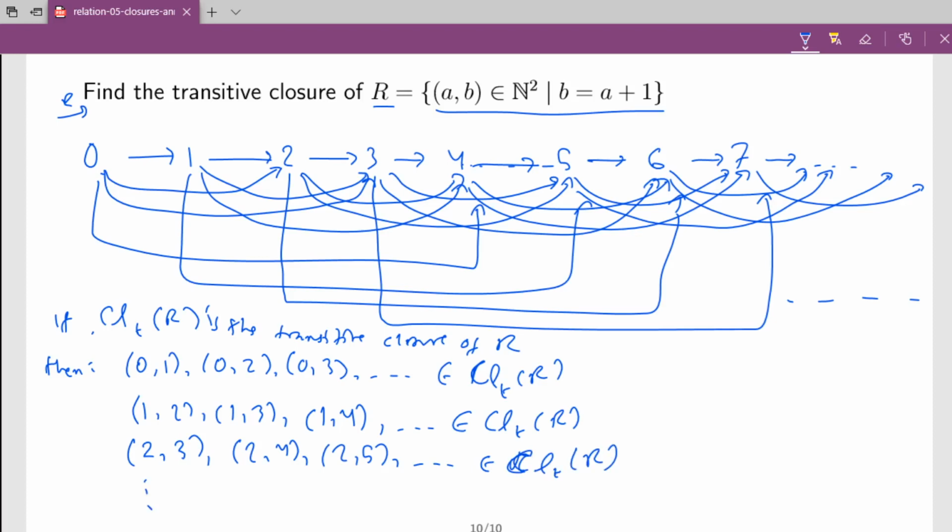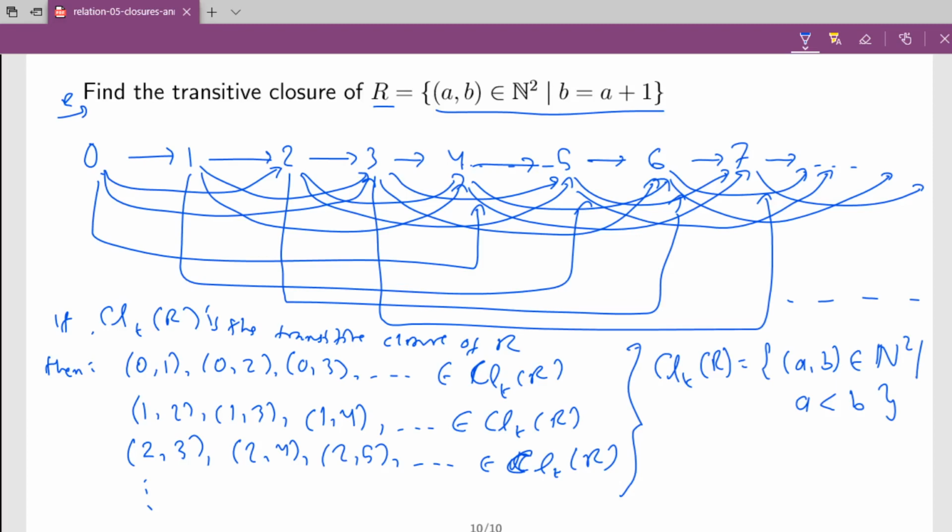And so on, right? So from here you could conclude that it is easy to see that the transitive closure of R is the set of pairs (A, B) of natural numbers such that 0 is related to all numbers greater than it, 1 is related to all natural numbers greater than it, and so on. So that means A is less than B. So this is the transitive closure of the relation R.